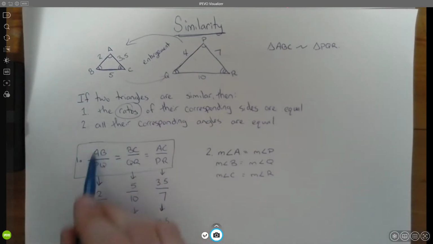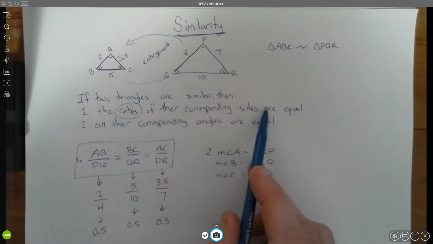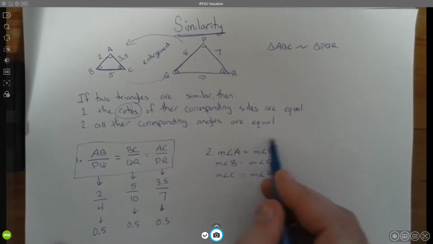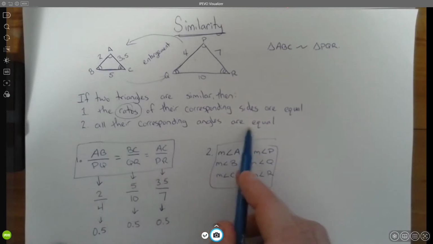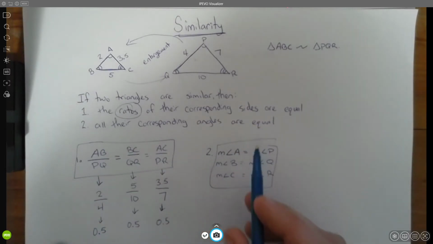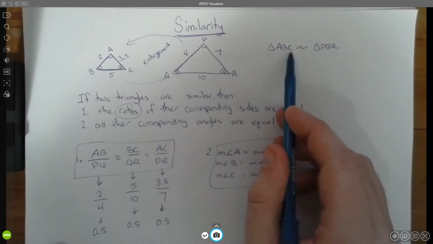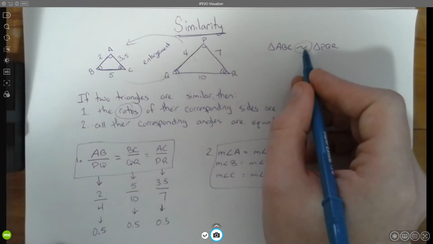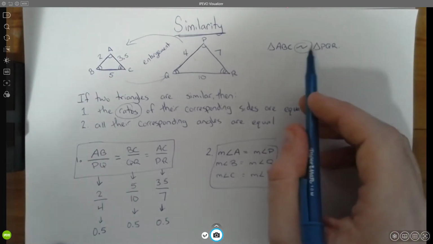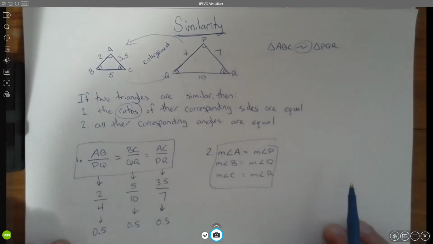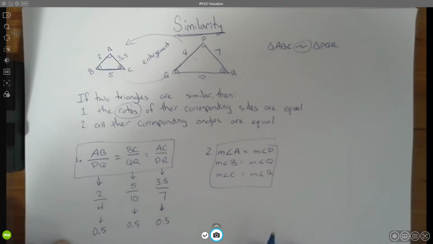So this first part here, this shows that the ratio of the corresponding sides are equal. The second bit that we have here shows that all the corresponding angles are equal, and therefore we can make this statement that triangle ABC is similar to, note we have the different sign now than congruent, similar to triangle PQR. Now that we know this information about similarity, let's try to do some math questions associated with this.